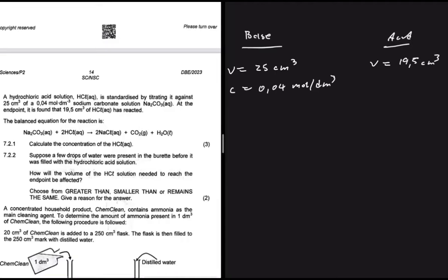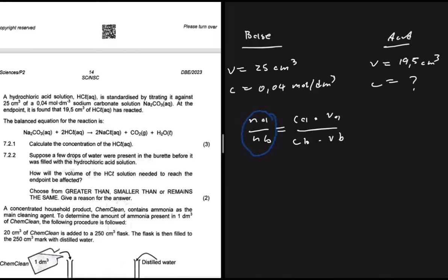In 7.2.1, let's calculate the concentration of the HCl. So we're looking for the concentration. If it is a standardization, then we can say that the number of moles of acid divided by the number of moles of base is equal to the concentration of the acid multiplied by the volume of the acid divided by the concentration of the base multiplied by the volume of the base. What you put here in place of the number of moles is the balancing ratio, because the actual values of the number of moles don't matter. If you use the balancing ratio, you're still going to get the balancing ratios, right?